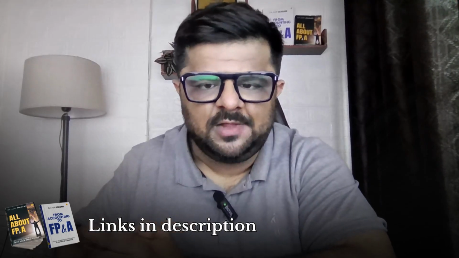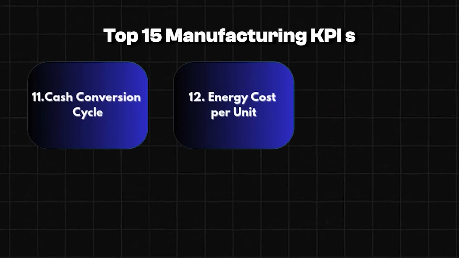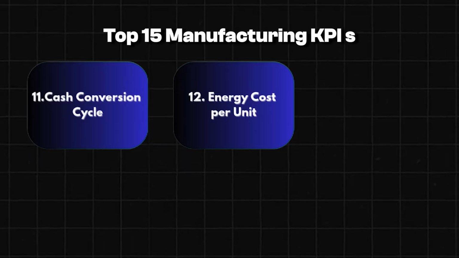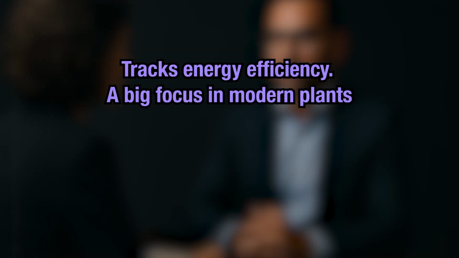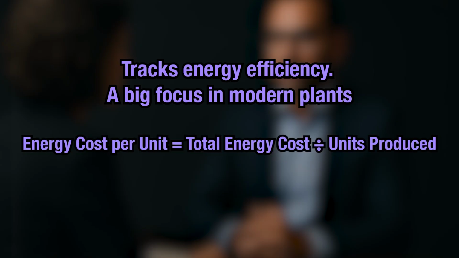Now, cash is king, but the energy efficiency can make and break your cost structure. Manufacturing KPI number 12 is the energy cost per unit. Energy cost tracks energy efficiency, which is a big focus in the modern plants. Energy cost per unit is calculated as the total energy cost divided by the number of units produced. Reducing this improves both sustainability and profitability.